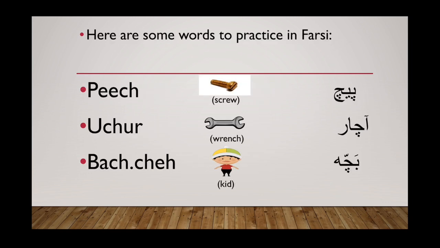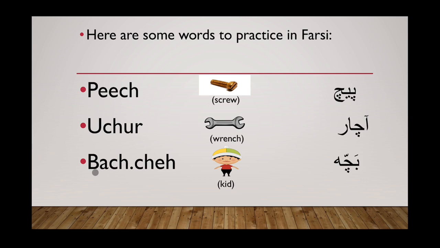Alright, so here are some words to practice in Farsi with the ch sound. So first is this word, peach. It has the 2 E's, so remember from the previous lesson, that makes the E sound, so peach, which means screw. And now here we have achar. Remember, the U makes an ah sound, so this is achar, which means wrench.